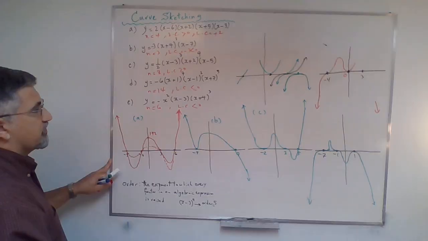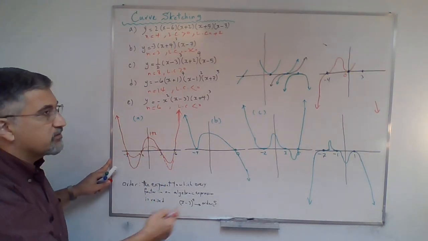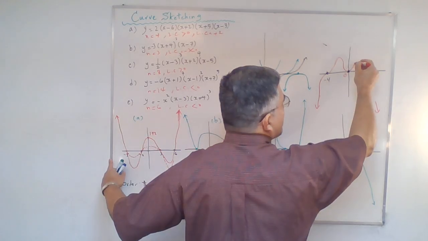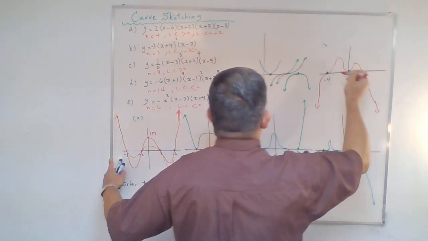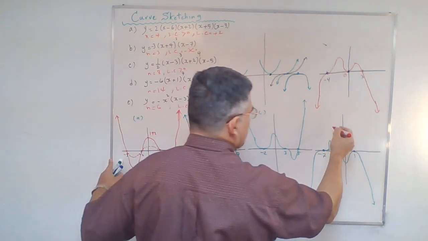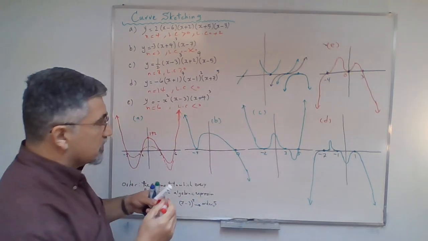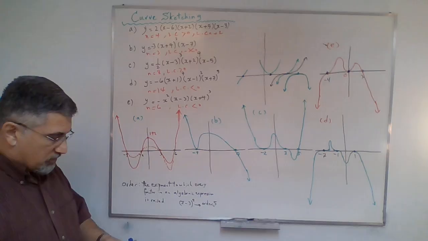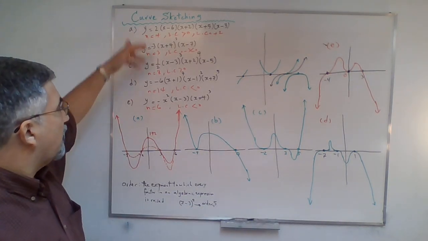And at 3, the exponent is 1. So the order of x minus 3 is 1. Therefore, a simple crossing is happening. And it's going to look like this. So this was A, B, C. This was D. And this was E, of course. And these are the general sketches, general shapes of these polynomial functions.